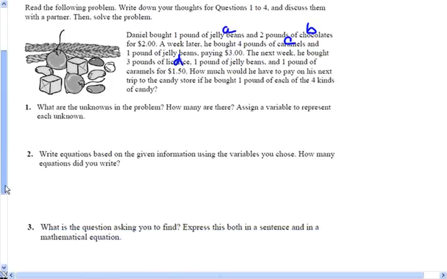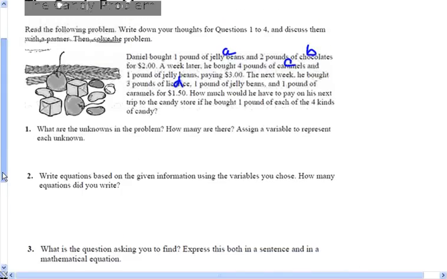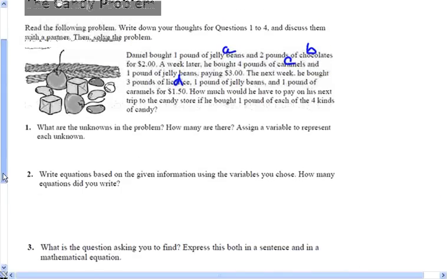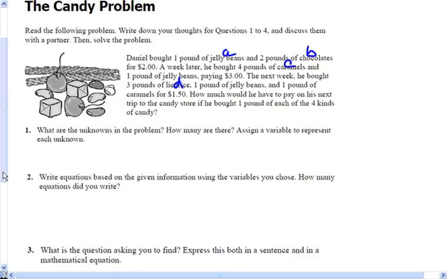So, then it says write an equation based on the information using the variables you chose. Write equations. And the equations we have are, I'll just give you an example of one of them. A, 1 pound of jelly beans plus 2 pounds of chocolate. So if we take 2 times the cost per pound of chocolate, that Daniel spent $2 on. So there's one equation. And there's 2 more equations given in this problem.